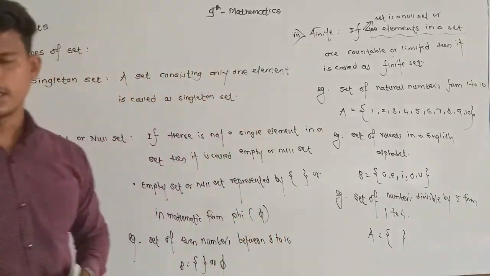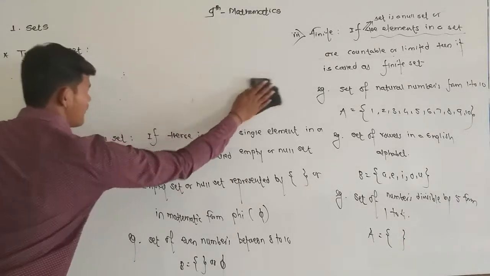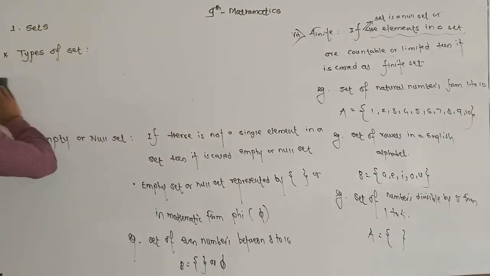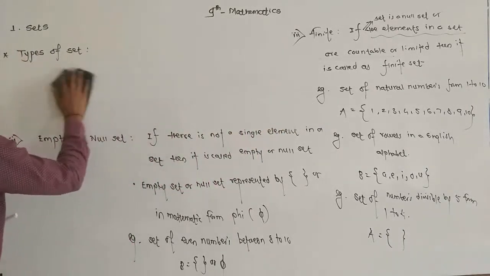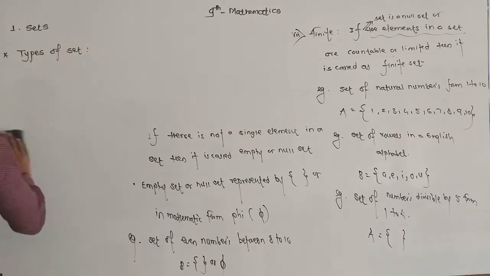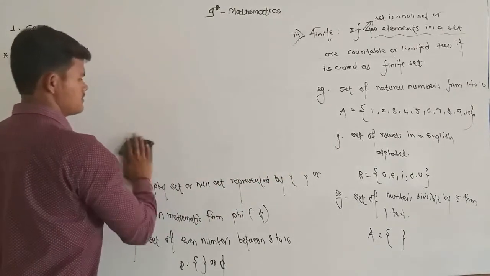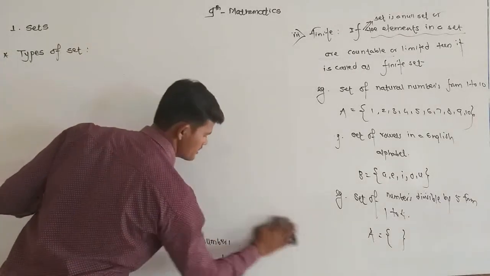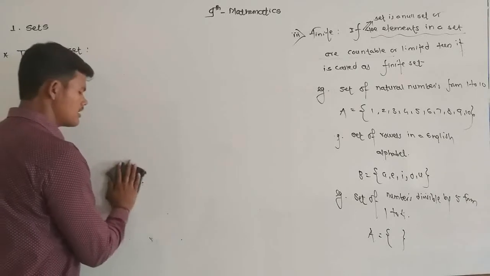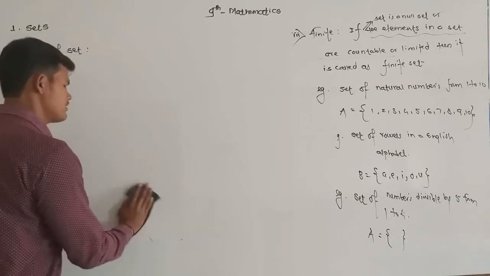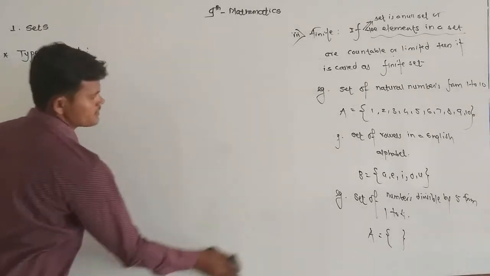And the last type of set is the infinite set. So infinite means what? Uncountable, unlimited. म्हणजे सेट मधले एलिमेंट्स आपण काउंट करू शकत नाही. अशा एक्झाम्पल काय म्हणणार आपण? इनफायनाइट सेट. Okay. So what is an infinite set? If the number of elements in a set are uncountable or unlimited, then it is called an infinite set.